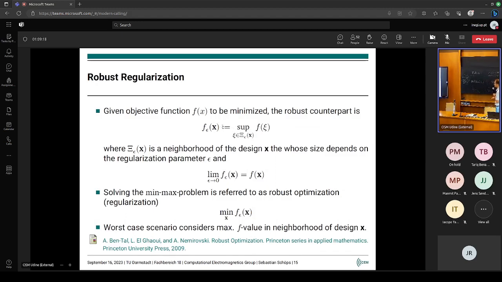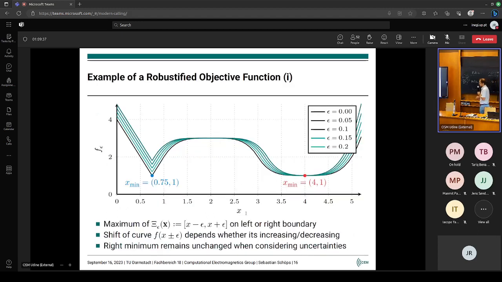That's the idea. And obviously, if we move epsilon towards 0, then this recovers the original function. So that seems to be a legitimate generalization. But that leaves us with the min-max problem, right? We have to minimize and maximize at the same time. And this is, of course, very costly.